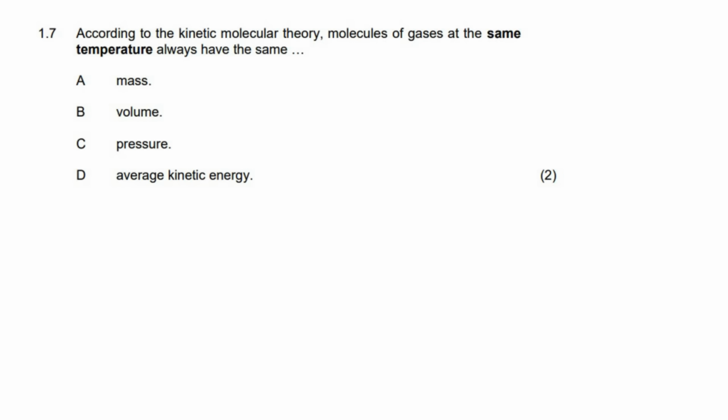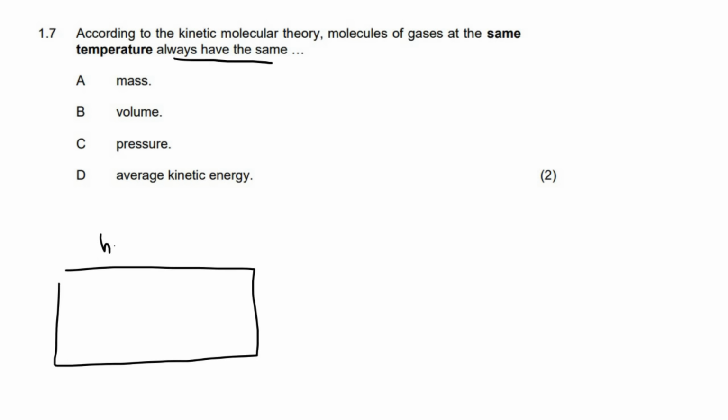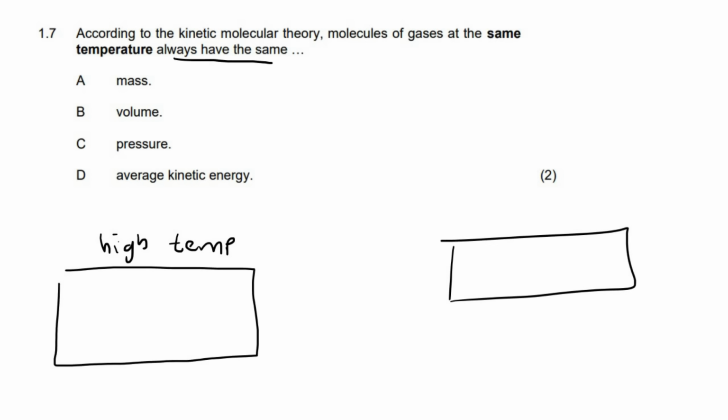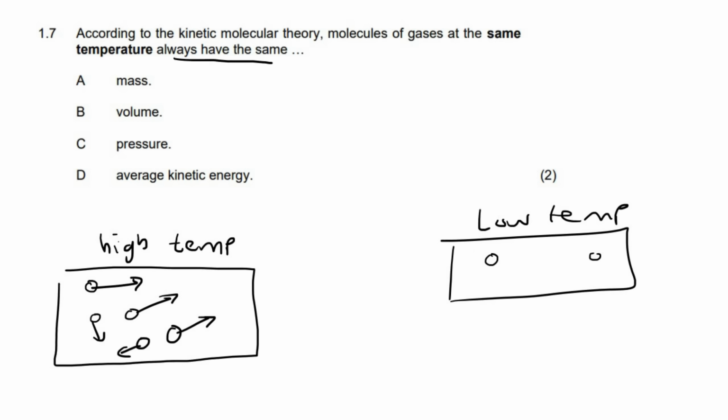According to the kinetic molecular theory, molecules of gases at the same temperature will always have the same what? Okay, so remember, let's look at a container that has a high temperature and then a container which has a low temperature. What does it actually mean? Well, in a high temperature, it means that the molecules are moving extremely fast. I'm not even going to try to be like a textbook and show fast and slow. But these molecules are moving really fast, rapidly, whereas these ones are moving very slow.